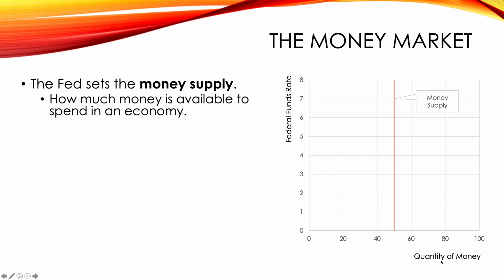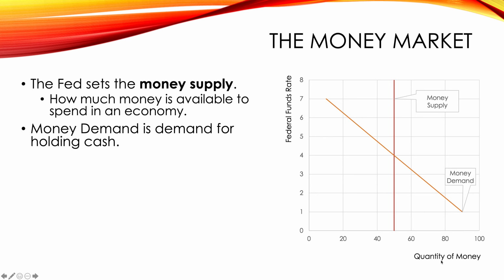It's not necessarily how much physical currency exists, it's how much money is out there to spend, right? So the Fed sets the money supply, it's a vertical line. And then we've got the money demand curve. Looks just like any demand curve we've ever studied in economics. And this is the demand for holding cash.